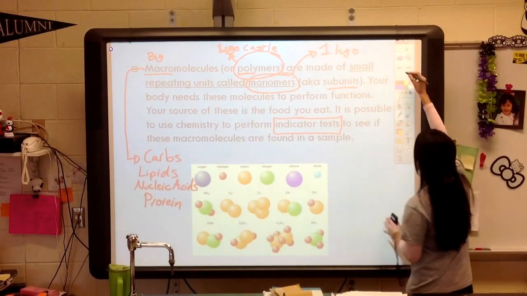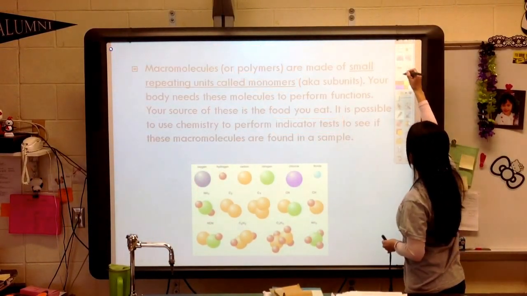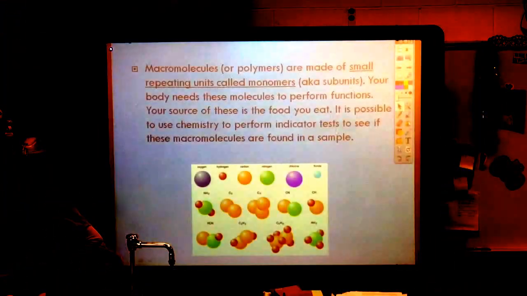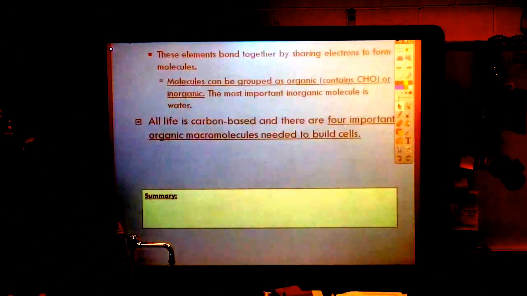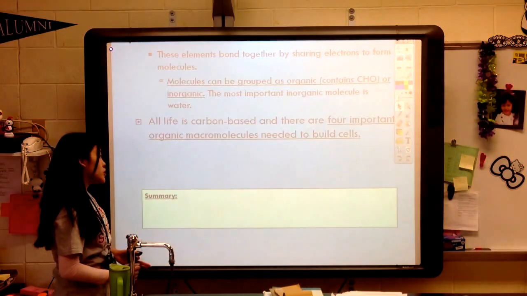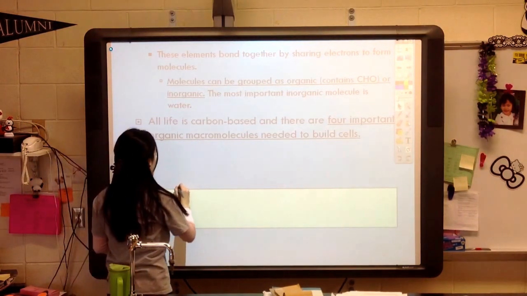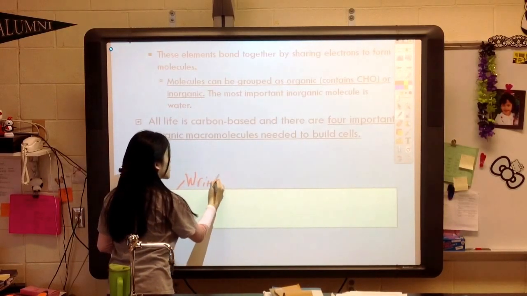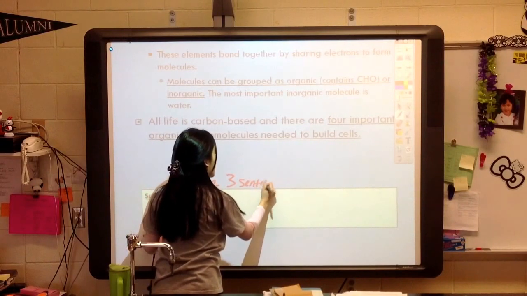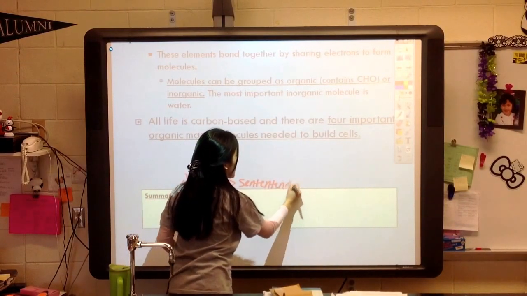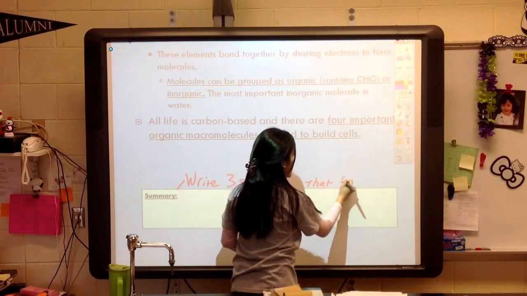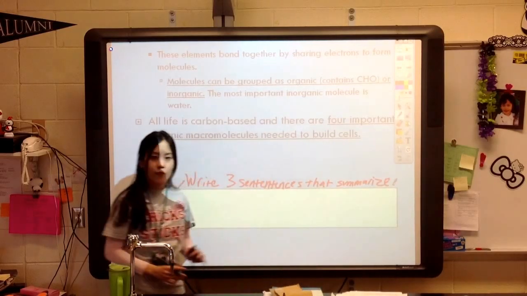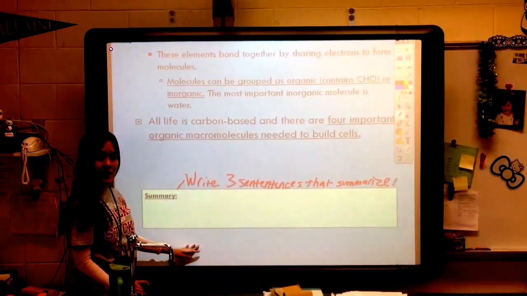The last thing that I want you to do before you end your notes is to actually go back to the previous page, to the summary box right here. I want you to take a minute and write 3 sentences that summarize the section. So pick out 3 important points of this unit and write it down in this summary box.